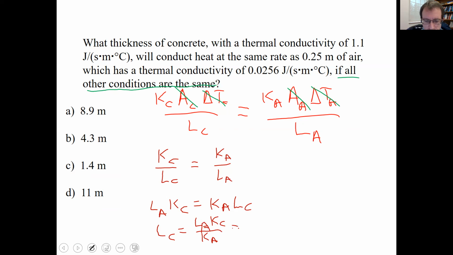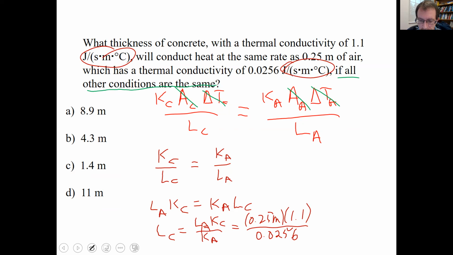Okay. So if I fill this in now, 0.25 meters times my thermal conductivity of concrete, which is 1.1, divided by my thermal conductivity of air, which is 0.0256. Notice there that the units on my thermal conductivities will cancel out, so I don't really need to write those down when I plug in the numbers. And this should give me the result that is circled on the next slide, which is about 11 meters.